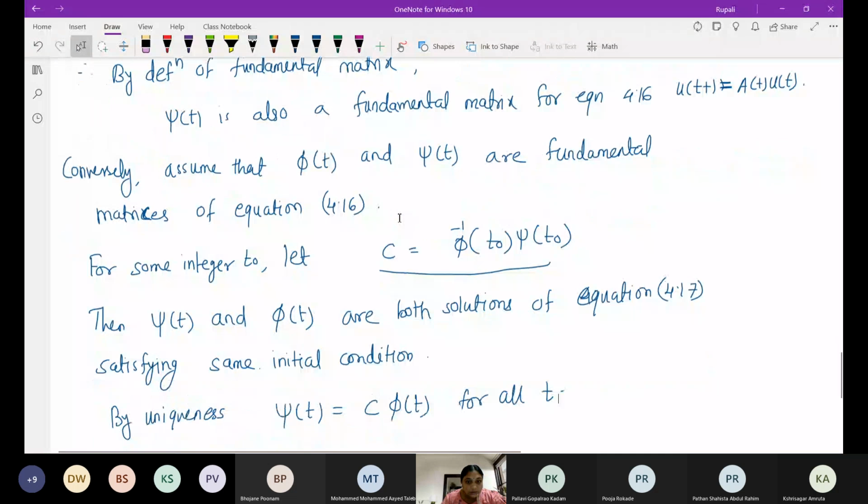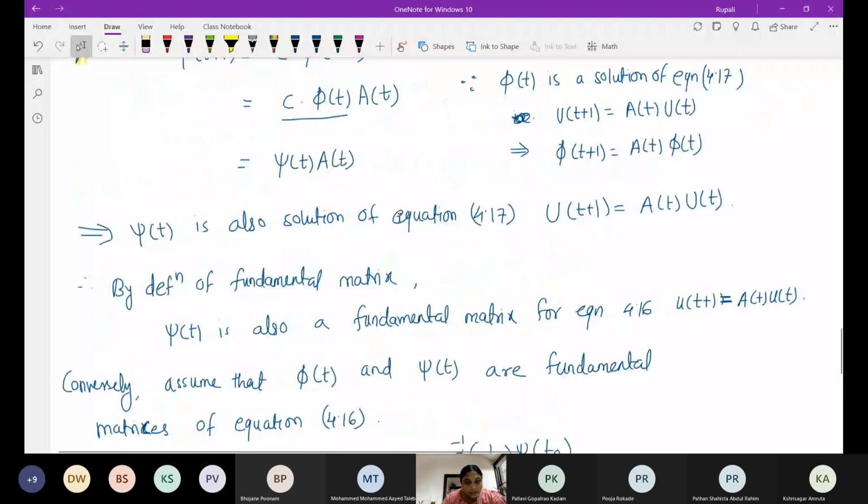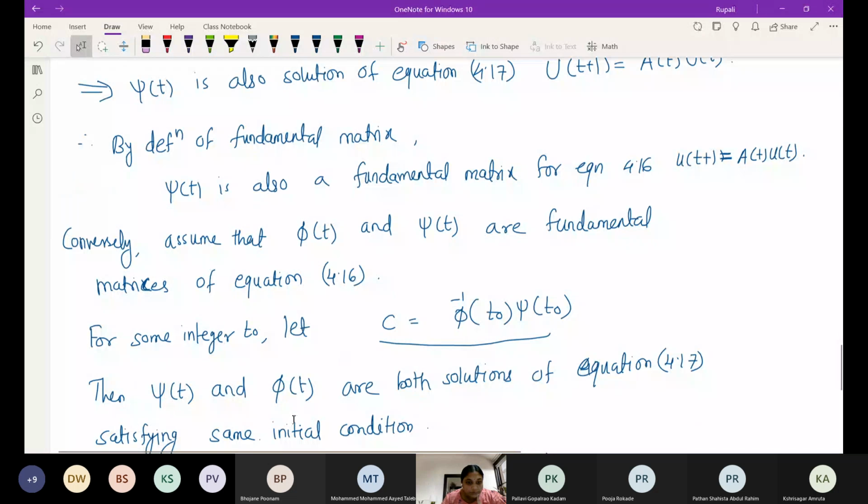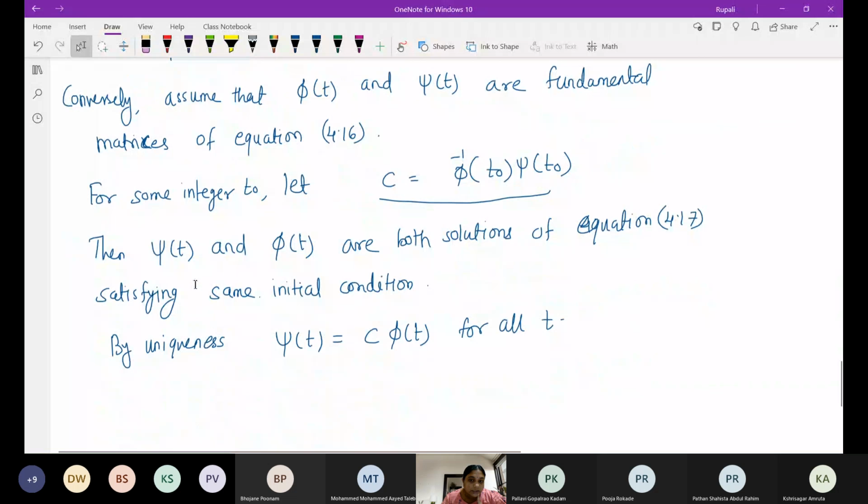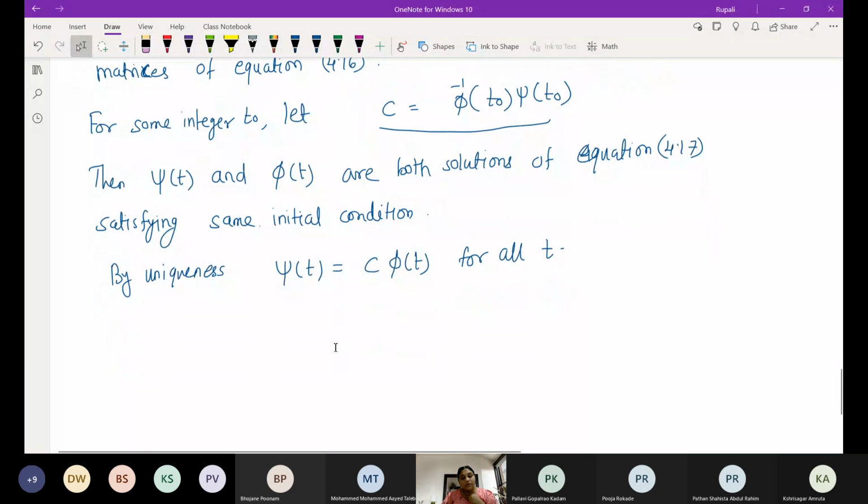If they satisfy same initial condition, they must be the same by uniqueness. If solutions satisfy different initial conditions, they may be different. But when we are saying for some integer t0, C is equal to phi inverse of t0 psi at t0, phi t and psi t will both be solutions of the matrix analog with the same initial condition. Therefore, psi t must be equal to C times phi t.